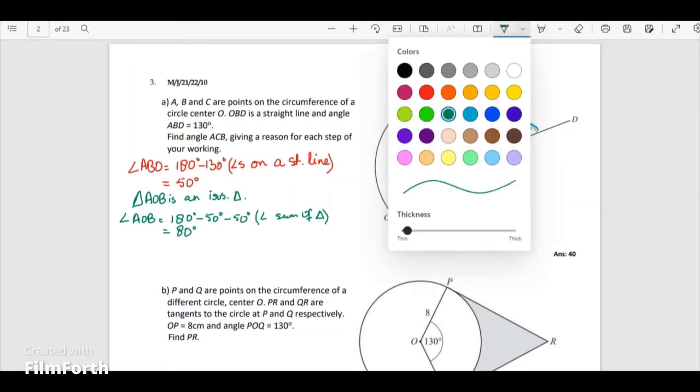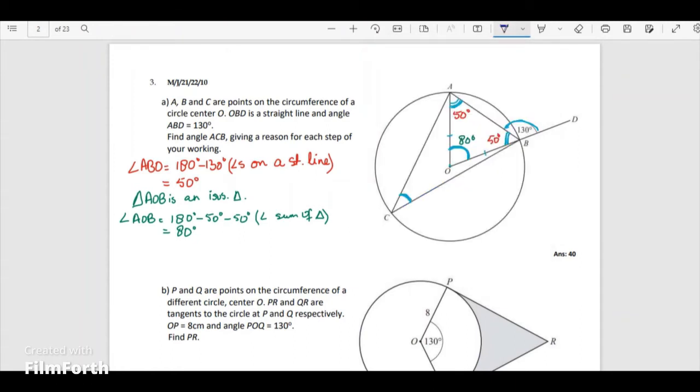And now the last thing that I really had to find was angle ACB. So it would be 80 degrees divided by 2. The reason: angle at center is twice the angle at circumference. So this would be 40 degrees.